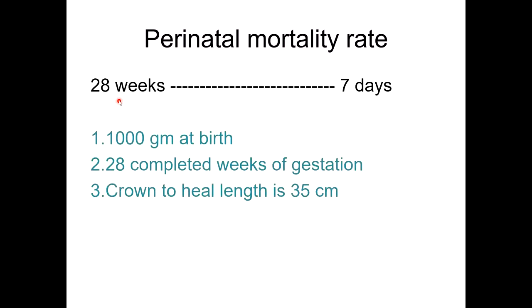28 completed weeks of gestation are important for calculation of the perinatal mortality rate, and another indicator which is used is known as crown to heel length. It should be more than 35 centimeters to be included as a part of late fetal death in calculation of the perinatal mortality rate.